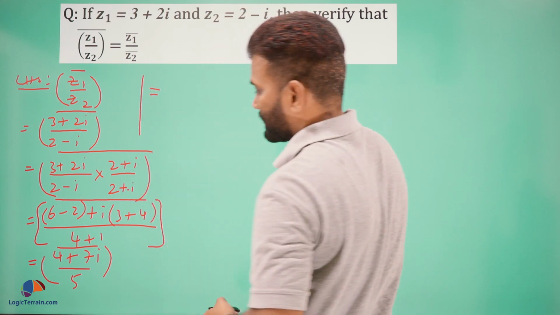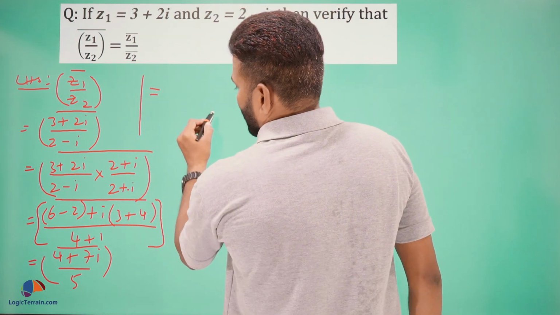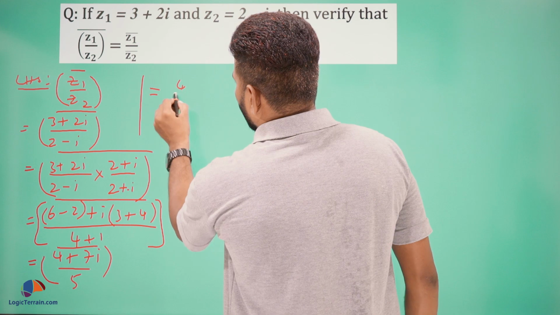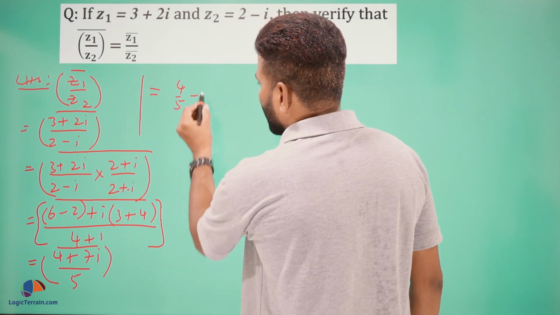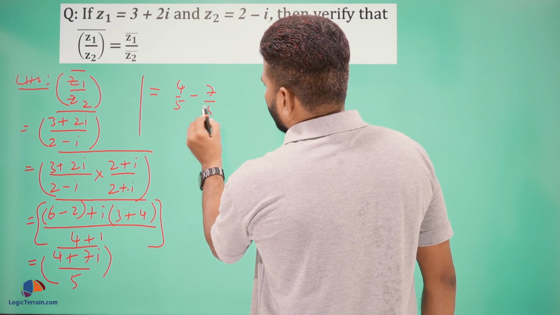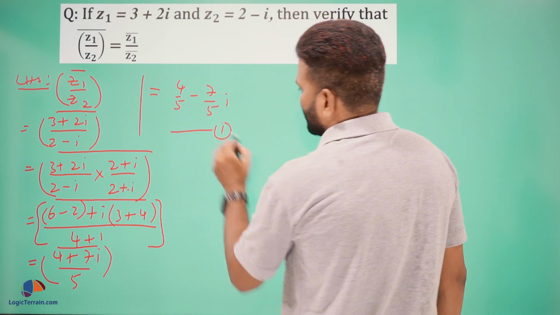So this is equal to, on applying the conjugate, 4 upon 5, so changing the sign of the imaginary part, 7 upon 5 i. Let us take this as number 1.